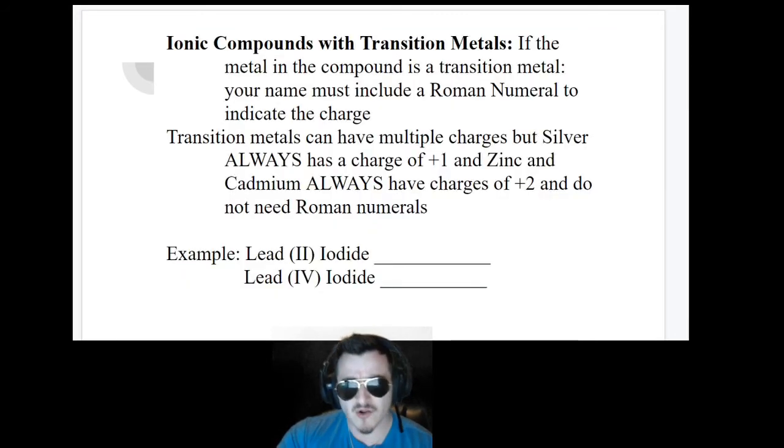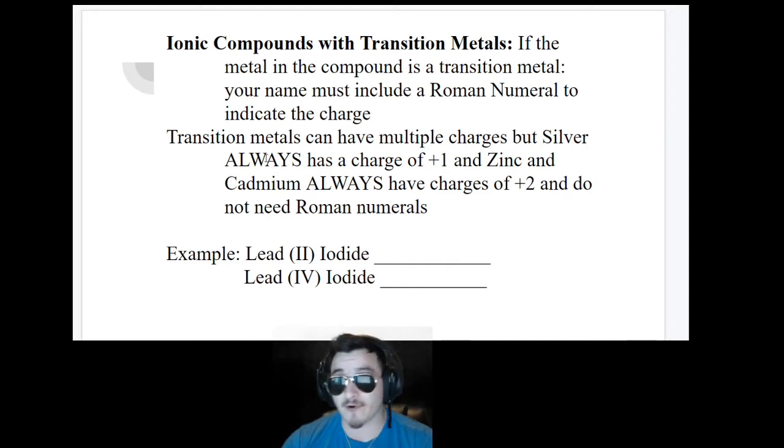And so, when I'm looking at this name right here, lead-2 iodide, lead-4 iodide, this is simply telling me the charge of the metal. Anytime you see the Roman numerals written, it is telling you the charge of the metal. It is not telling you how many of that metal there are. It is telling you the charge. So what do you have to do with that? You have to crisscross it in order to get the correct formula. So that's pretty simple. So lead-2 iodide would be PbI2, and then lead-4 iodide would be PbI4 because iodine only has a charge of -1.